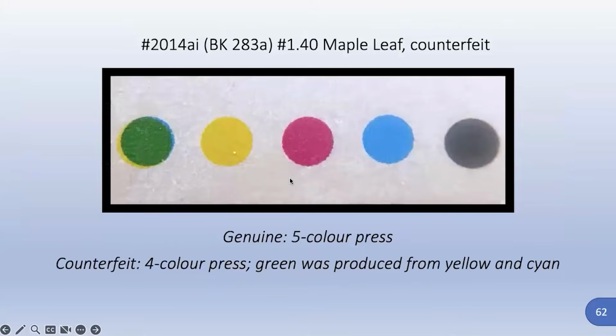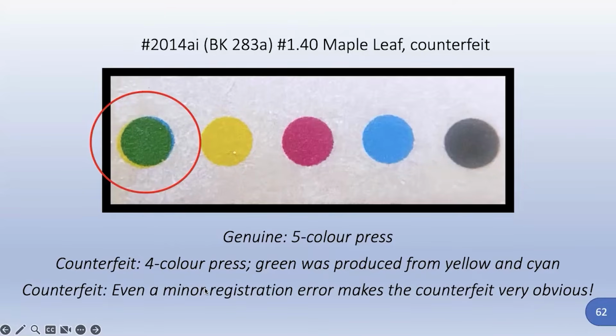There's another way you can also tell on that stamp. The genuine was done on a 5-color press, so you'd have 5 stoplights. The counterfeit was done on a 4-color press, and the green was produced by yellow and cyan together. And if there's a misregistration error, as you can see here, with the blue sticking out here and the yellow sticking out here, well, it was obviously done on a 4-color press. A minor registration error makes the counterfeit very obvious. So there's another way to identify.